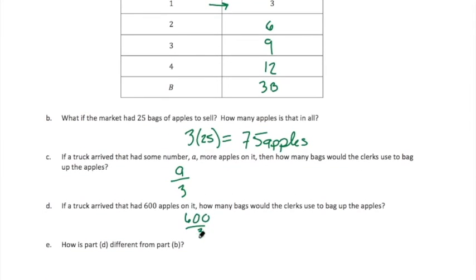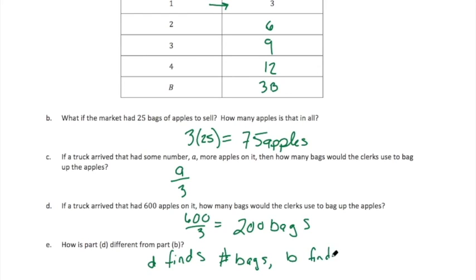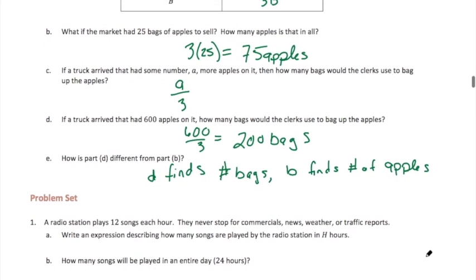So specifically, if there's an example where there's 600 apples, we divide that by 3, that'll give us 200 bags that we require. So what's the difference between A and B? A finds the number of bags that we need versus B finds the number of apples that we need. So we can go both ways, multiplication and division. So continue to work on those in class.